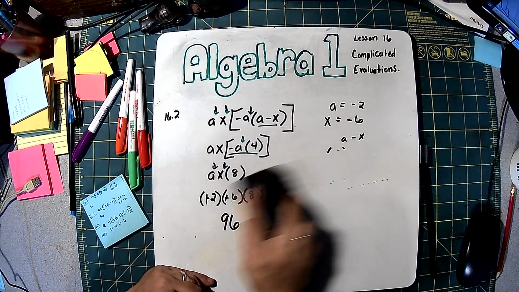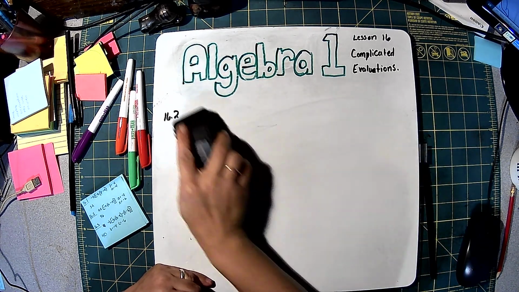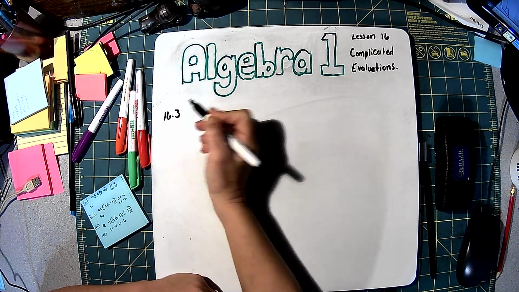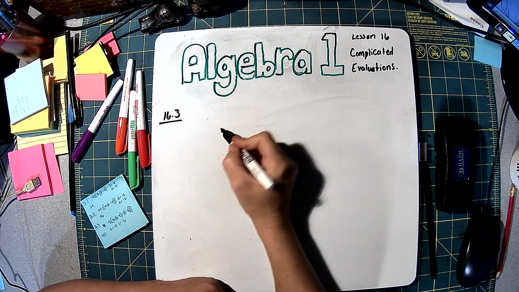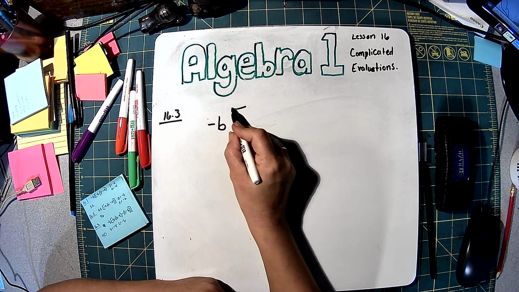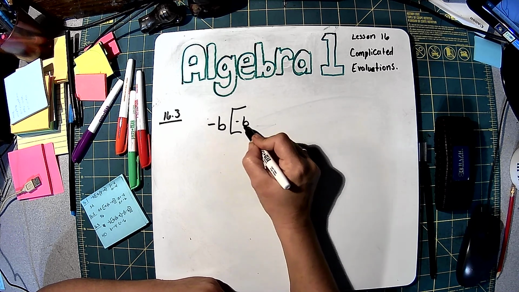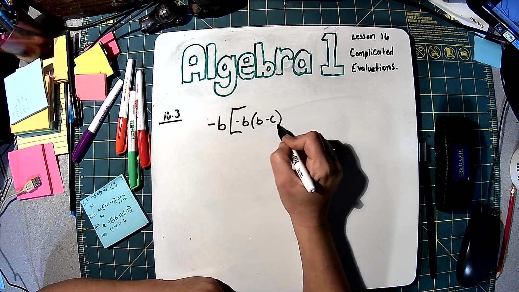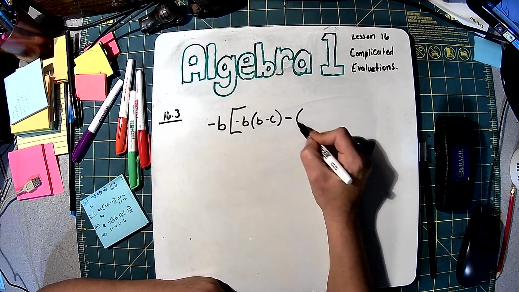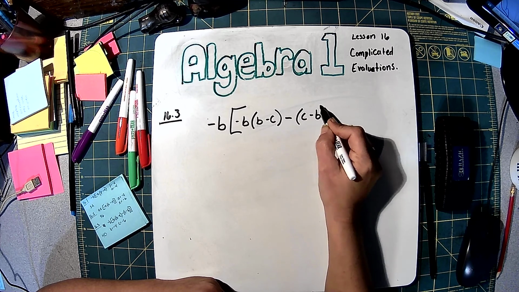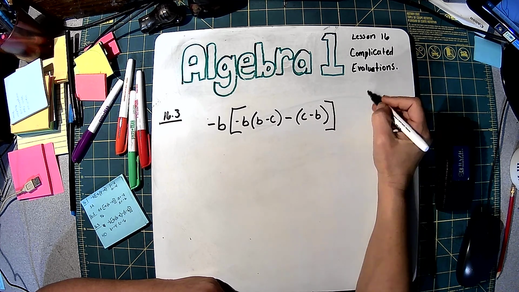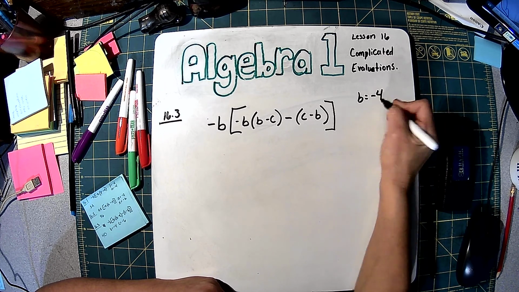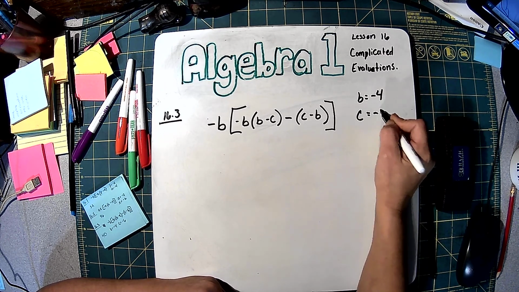Alright, we'll do another one. This is 16.3. This one has negative b, and then a bracket, and then another negative b, and then a parentheses, b minus c, close parentheses, minus c minus b, another parentheses, and then a bracket. And it tells us that b equals negative 4, and c equals negative 6.